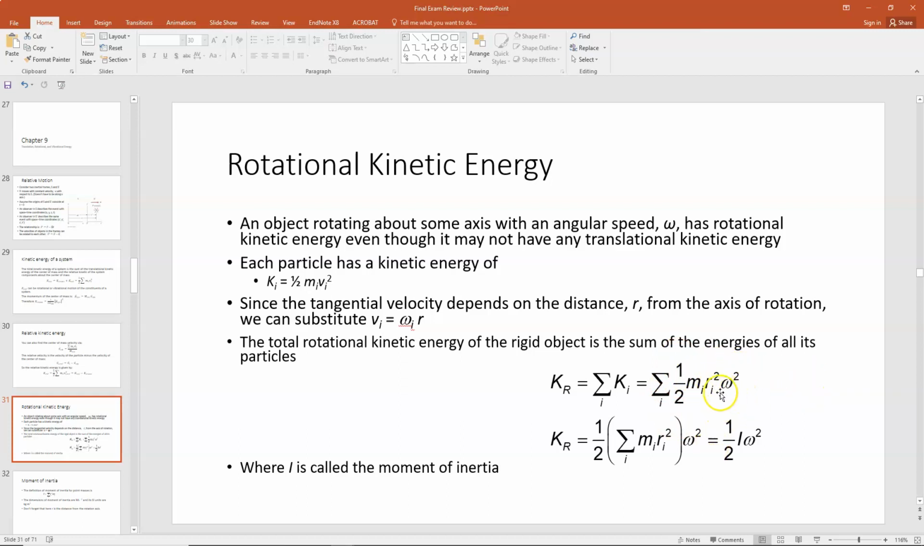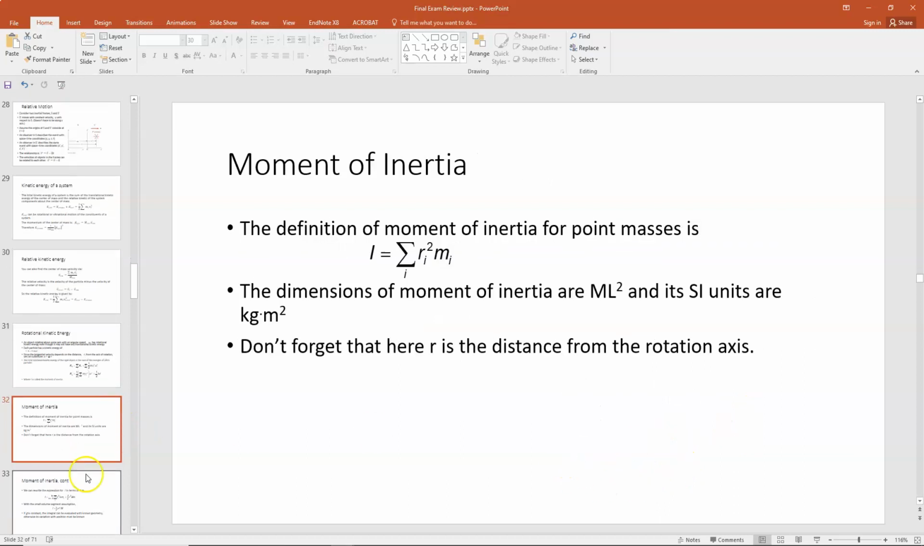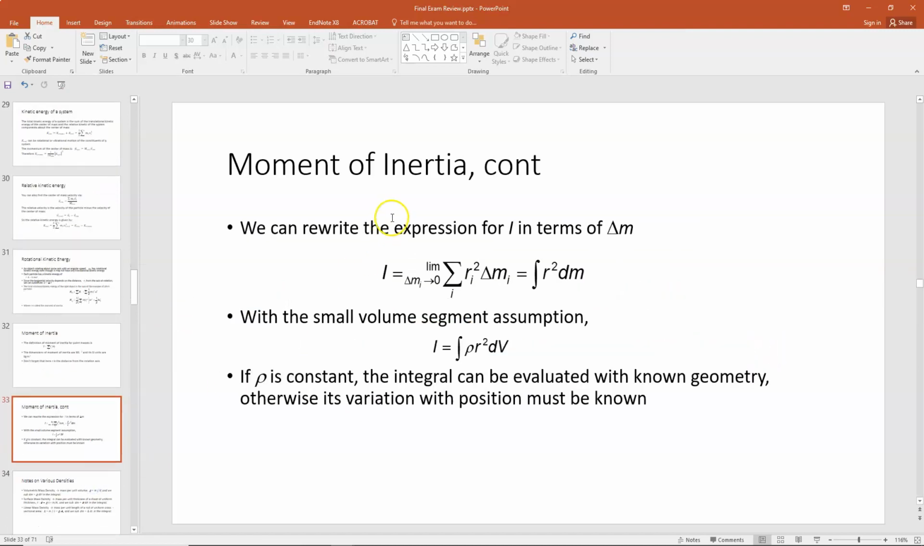Now you can take the 1/2 and the omega squared, right? Those are the things that are constant for all the particles. Pull those out, and then what you're left with is the sum over m_i r_i squared. That is the moment of inertia. So the definition of our moment of inertia for a point mass system is I is equal to the sum over m_i r_i squared. Its SI units are a mass times a length squared, which is kilograms meters squared. And don't forget that this is the distance from the rotation axis that you're plugging in here.